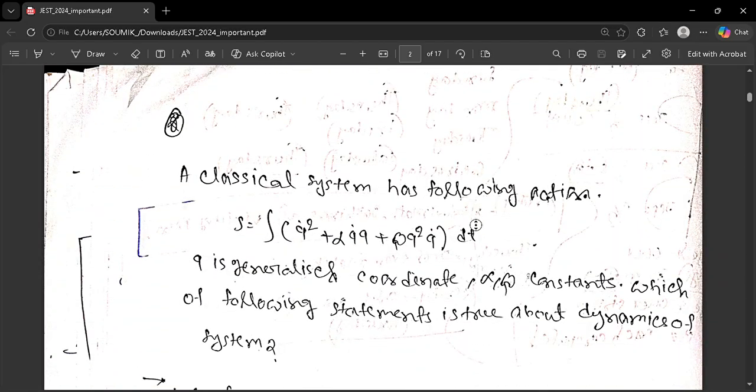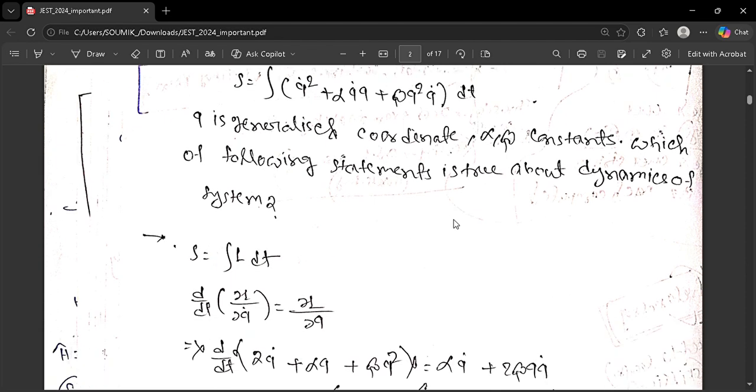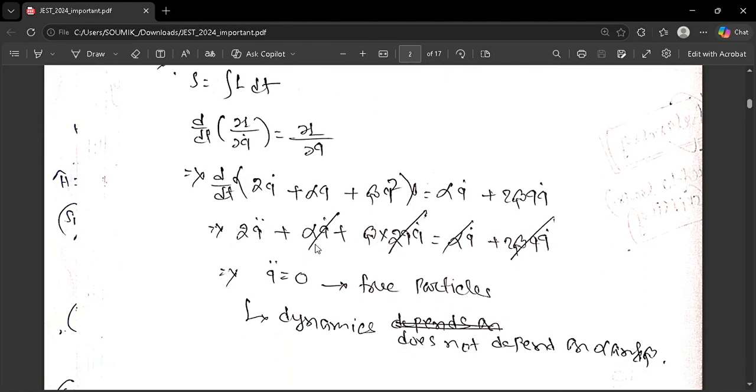Then, a classical system has the following action. Q is the generalized coordinate, alpha and beta are constants. Which of the following statements are true about the dynamics? So we know that action S is equal to the integral of L dt. From this, if we carefully do the Lagrangian equation of motion, we will see that Q double dot equals 0. This is the equation of free particles, the dynamics of free particles. So this dynamics does not depend on alpha and beta.